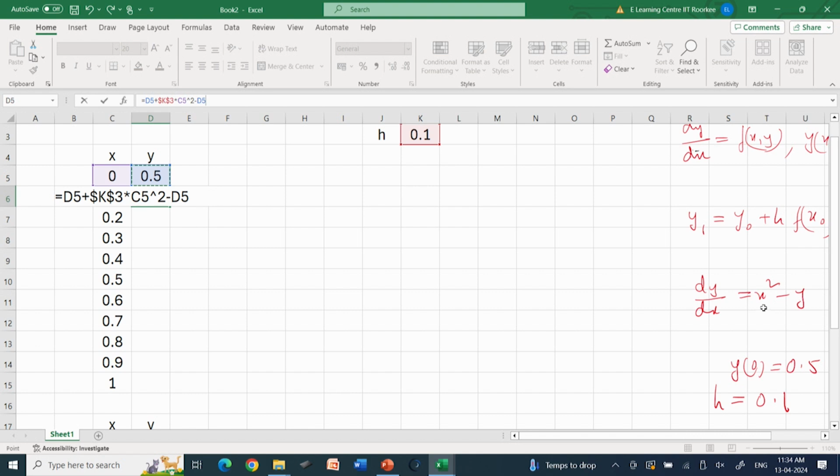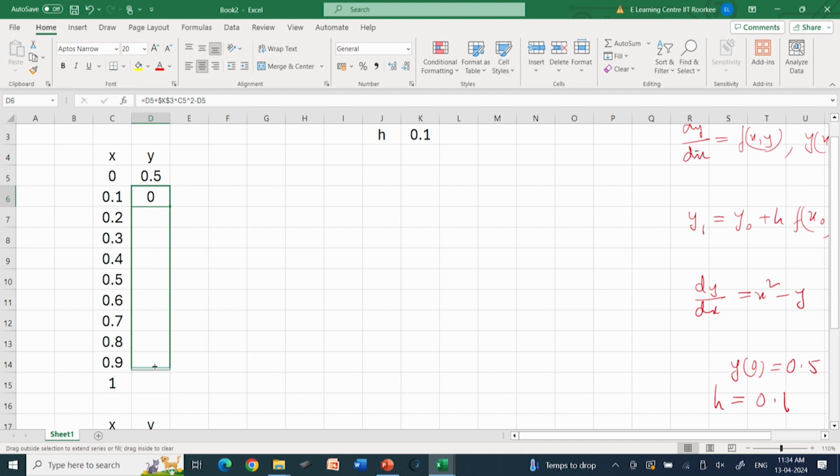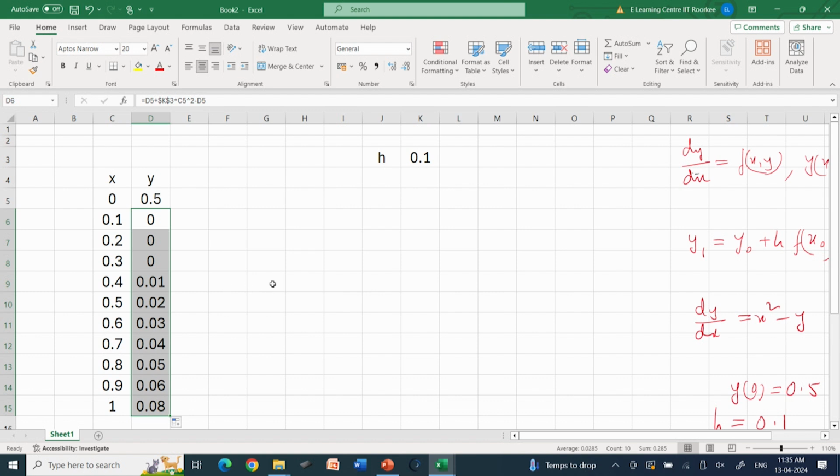So, in this case x0 is 0, so 0 square, which is lying in this cell, and minus y, which lies here. So, please note, and you have already observed, that you have to put the formula in one cell only, and then the rest of the cells follow the same formula when you drag. So, if I press enter, this becomes 0, and I drag say up to this. So, you get values. Now, I have to plot them.